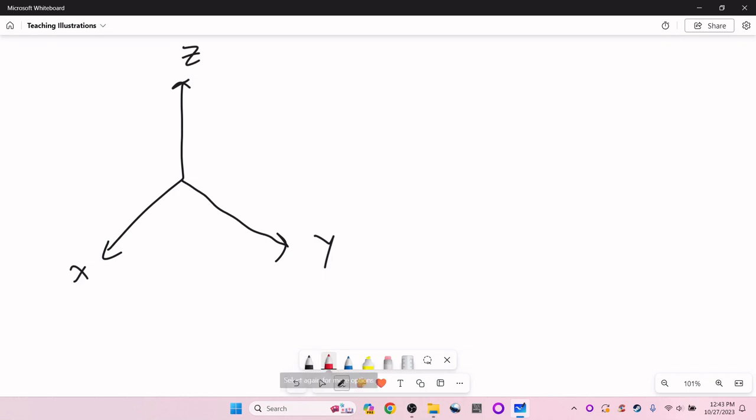All right, now, most of the time, you have not just a box, you have some other shape. So, let's say our region is something like this.